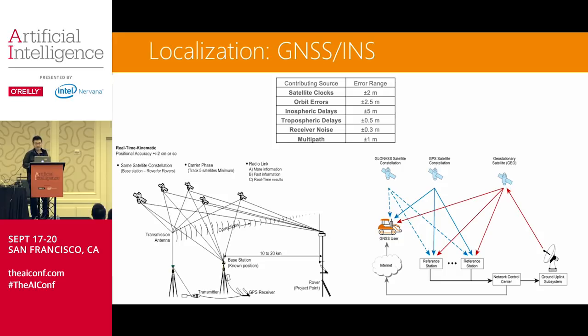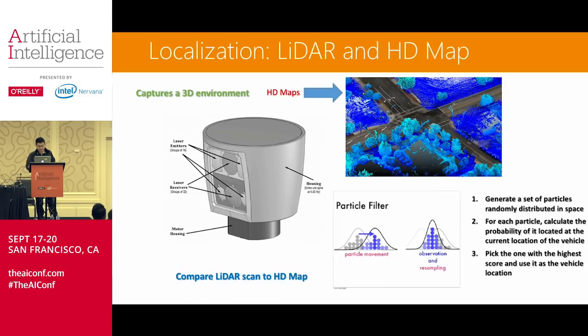But there are several problems with PPP. The first one is it's not ready. The infrastructure is not ready. The second problem is that there's a very long warm-up time. It takes about 30 minutes to warm up before you can use it. But with GPS alone, you can achieve about decimeter or even centimeter level accuracy. But we cannot just rely on GPS technology for localization because sometimes you don't have signal. You're in a tunnel or something.